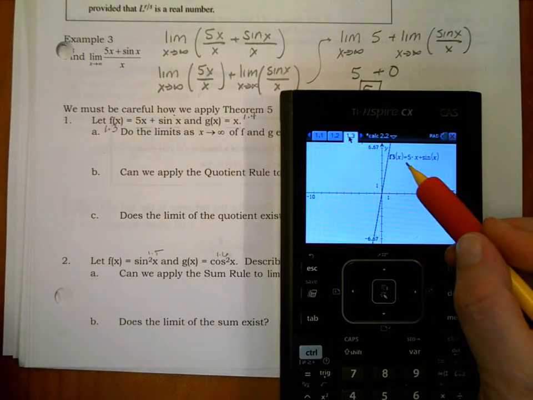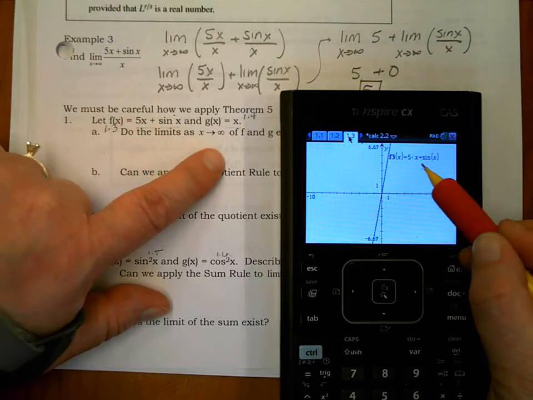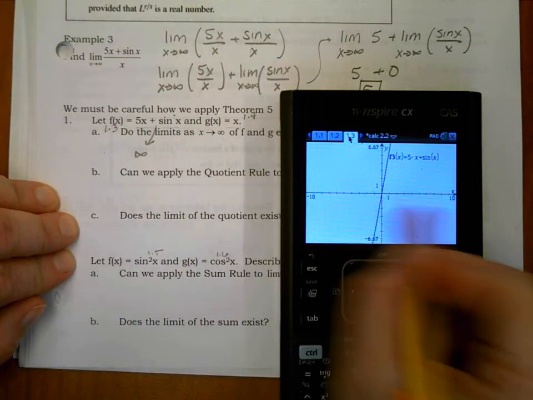Okay, I've already graphed that, so here's my graph for 5x plus the sine of x right here as x approaches infinity. For this right here, I'm getting a limit of, I would say, infinity. As x gets bigger, it goes up forever.